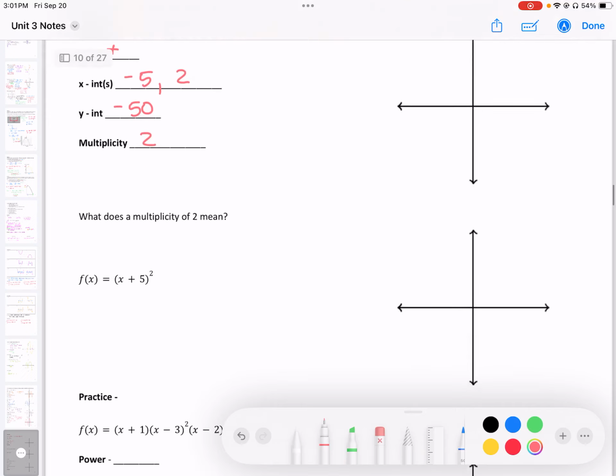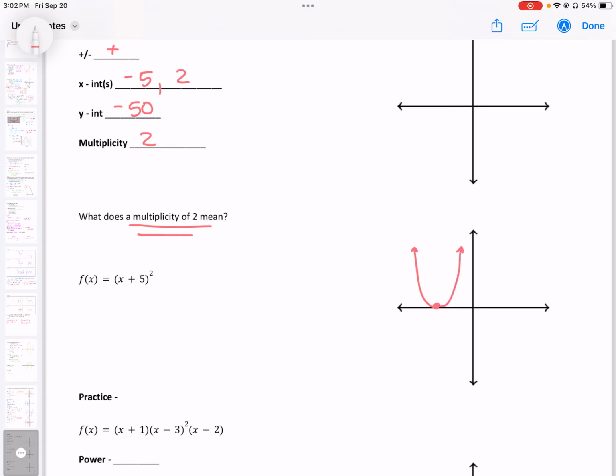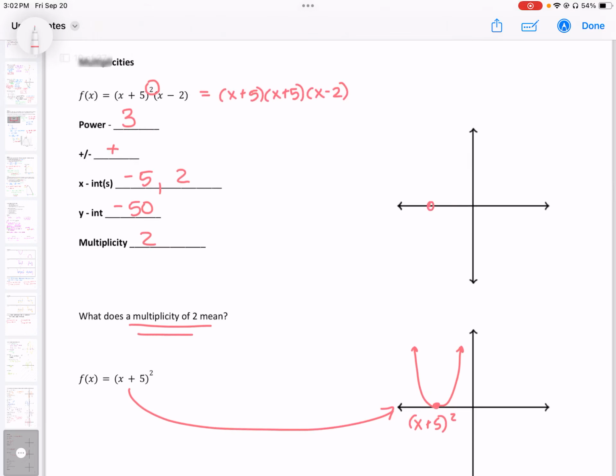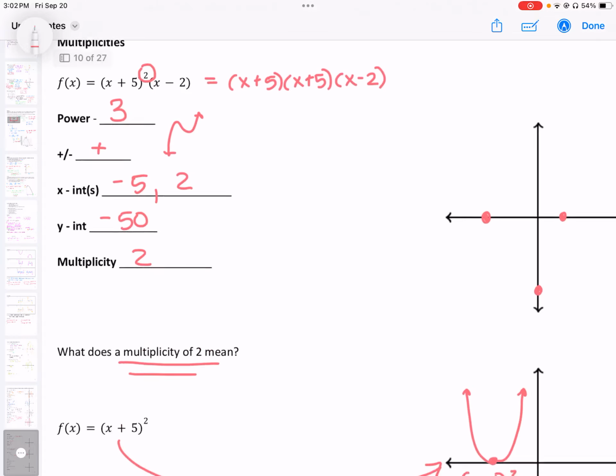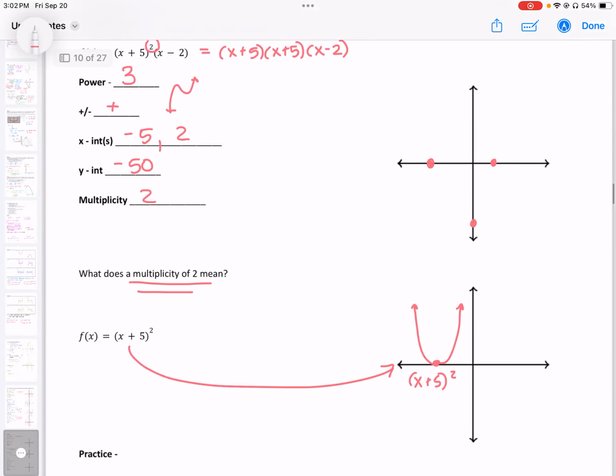A multiplicity of 2 means that it's going to bounce off of the axis, similar to how a quadratic would move. So if I graphed this quadratic, this could be x plus 5 squared. The polynomial is going to do the same thing, but as part of the rest of the function. So it's going to look like this. I know that I'm going to start low, touch, come back down, and then go up. Sorry, that was a little not quite straight.